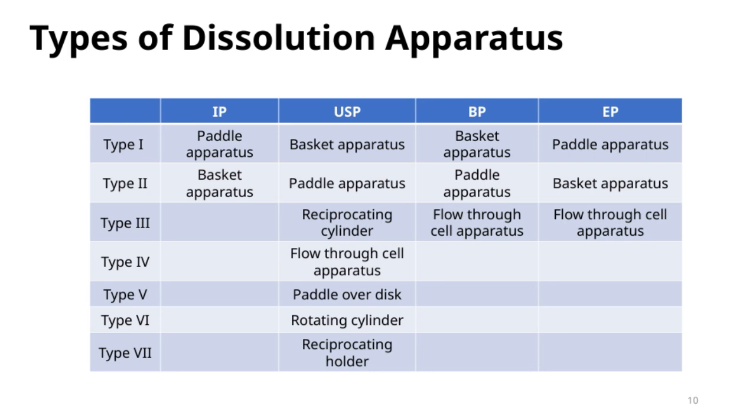For type IV, only the flow-through cell apparatus is specified, which is often used for testing solid dispersions or formulations with special requirements. Type V features a paddle over disc setup, providing a different hydrodynamic environment that can be useful for specific formulations. Type VI uses a rotating cylinder, offering another method to evaluate dissolution under controlled conditions. Lastly, type VII employs a reciprocating holder, which is yet another approach for specialized testing needs.